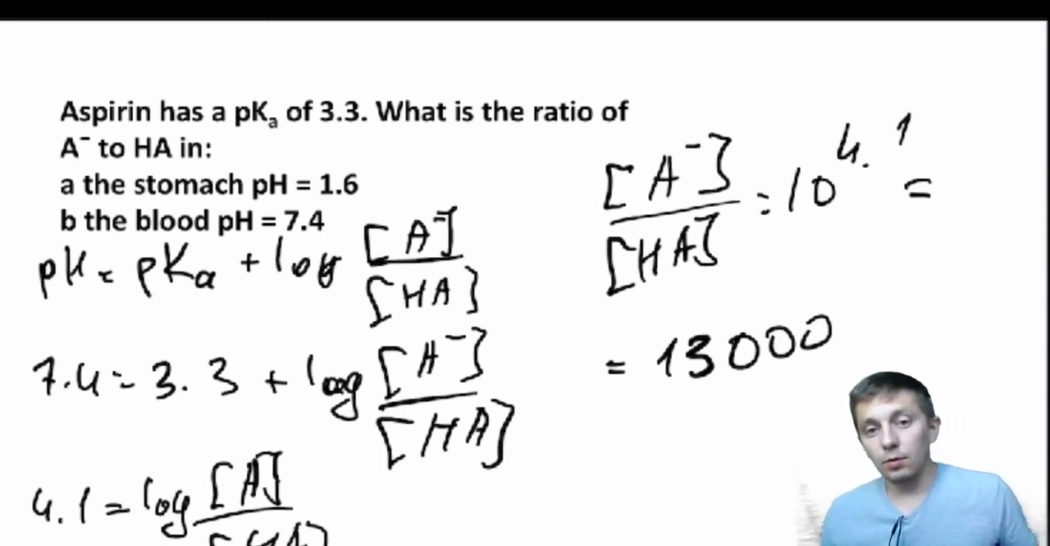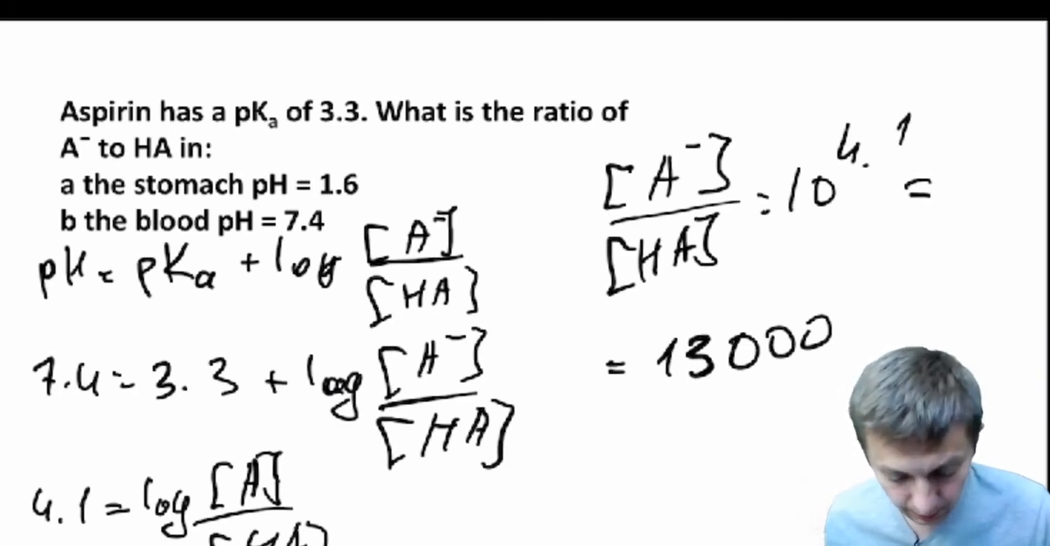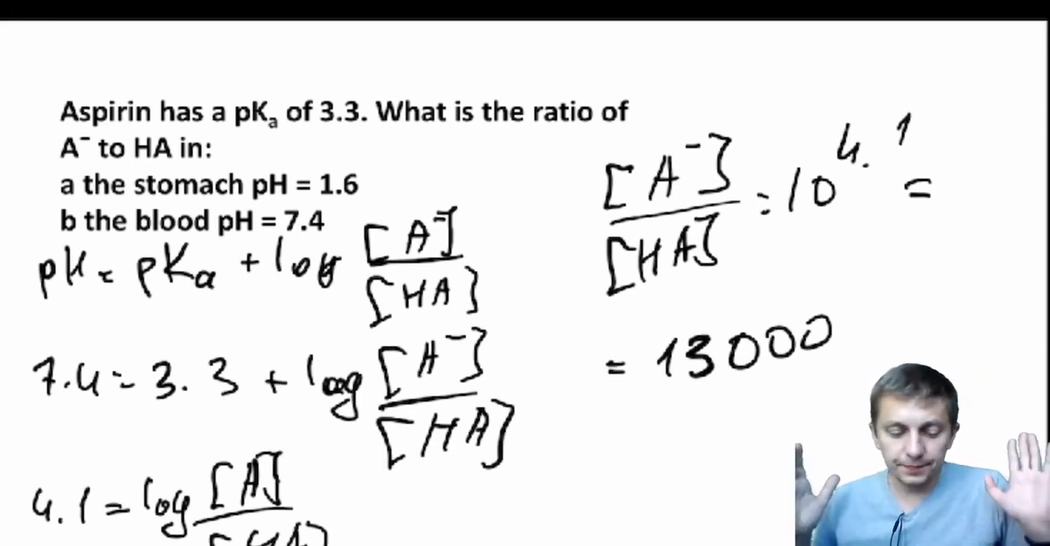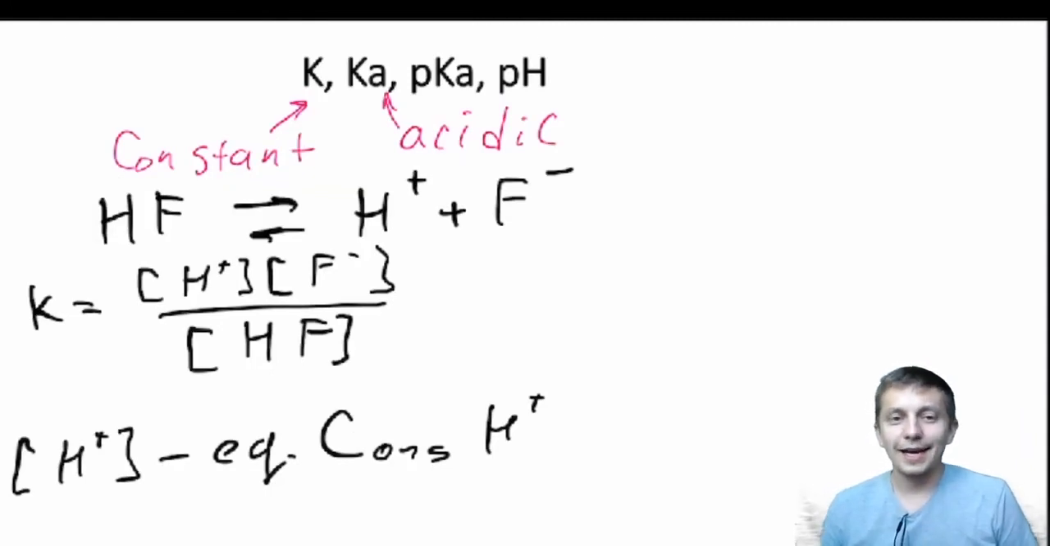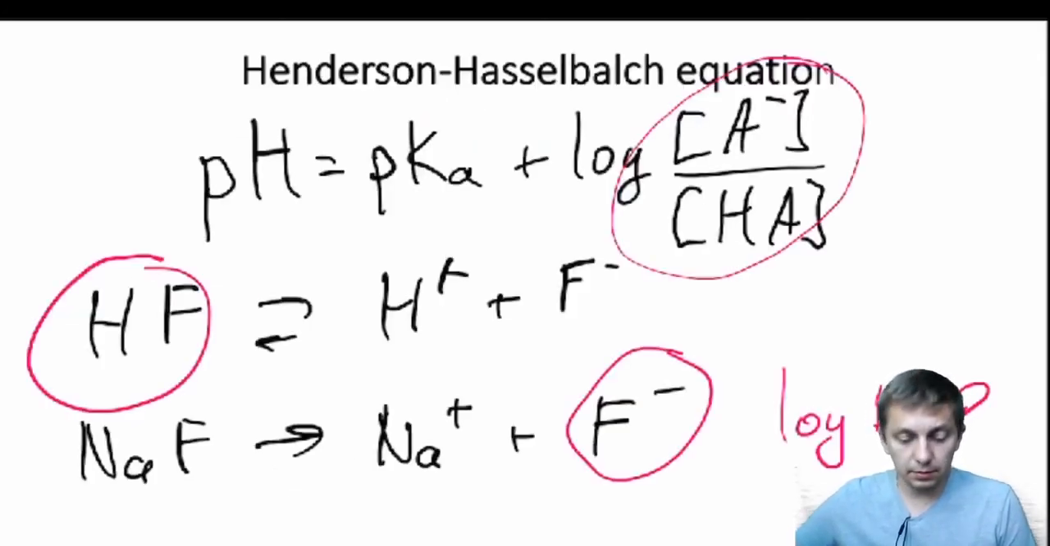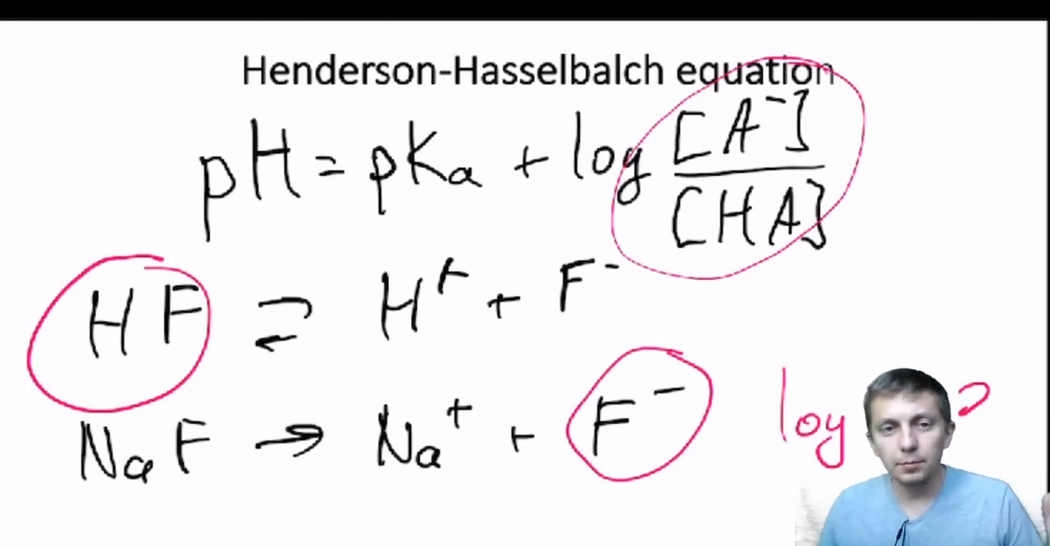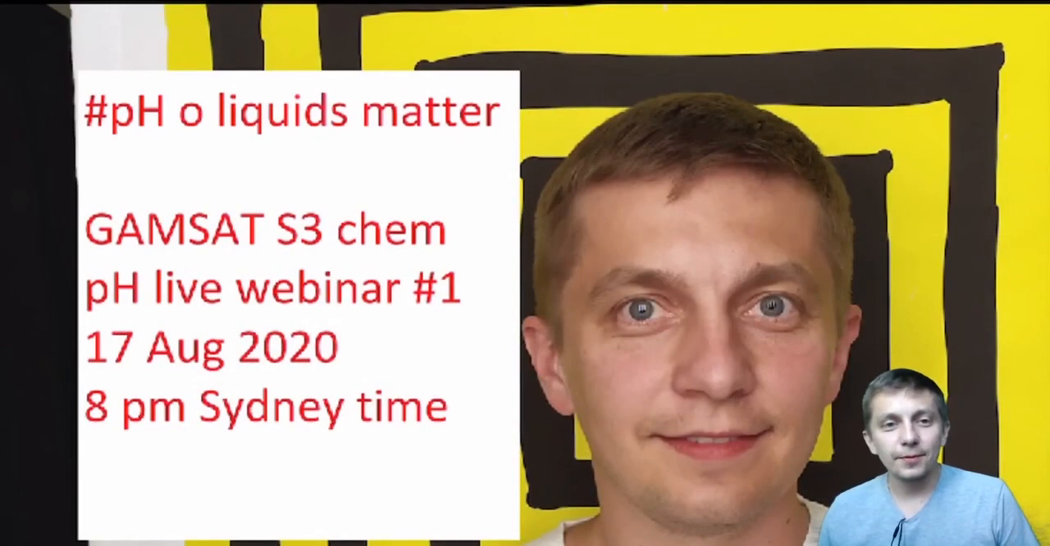So that's all you need to solve questions like this. If we generalize, what must you memorize? K is a constant. As with any constant, it's products divided by reagents. Ka means the constant of acidic dissociation. If you're dealing with an acid, it's literally the constant of acidic dissociation. pKa is minus log 10 of Ka. pH is minus log 10 of H. And sometimes you need to know the Henderson-Hasselbalch equation. The equation itself is quite simple, but the name is very hard. So that's all you need to know for questions like this.